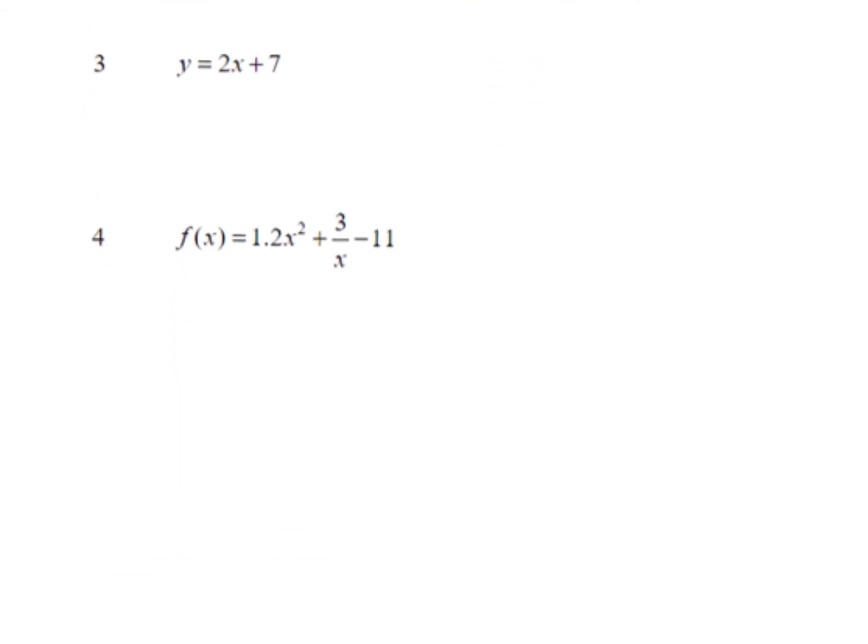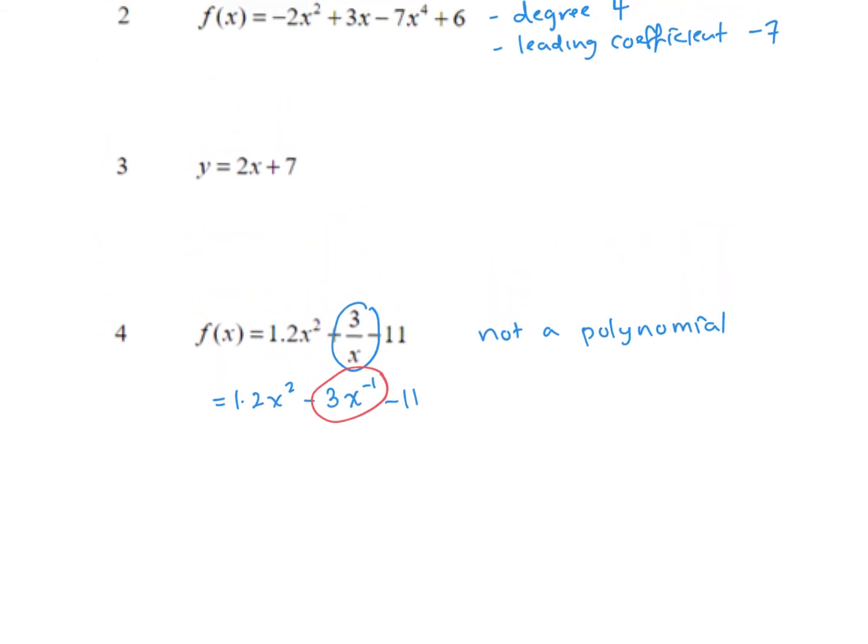Let's skip down to number 4. This one is not a polynomial. And the reason being is this term. If I write this term as an exponent, I'm going to move that x to the numerator, and since I'm moving it, it's going to become a -1. And so that term here means that we have a negative exponent, so that means that it is not a polynomial. So that's just a quick definition of what a polynomial is, whether to identify if it is or not, determine the degree, and leading coefficients.